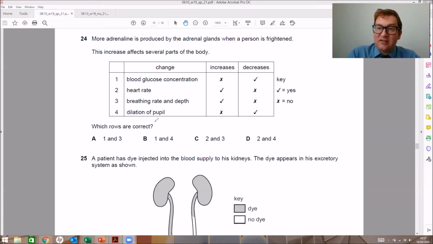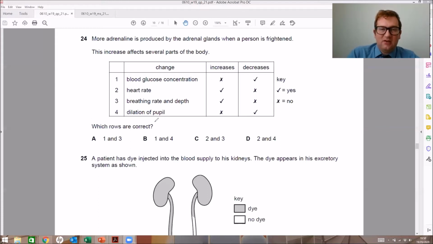This also increases blood glucose concentration. This stimulates the liver to break down glycogen back into glucose and release that into the bloodstream. It also increases your heart rate to make sure the blood that contains extra glucose and oxygen can reach your cells for respiration. And dilation of the pupil does take place as well, so you are able to visually see more in the area.